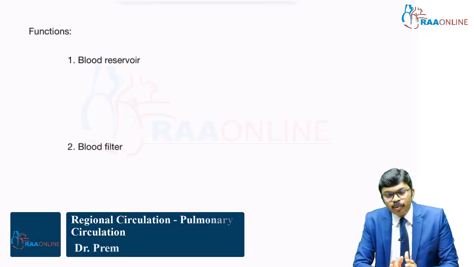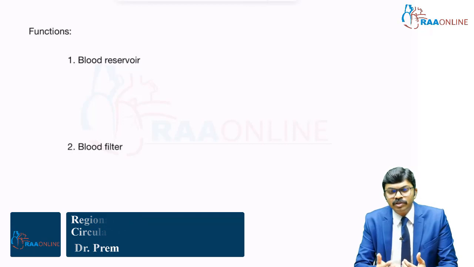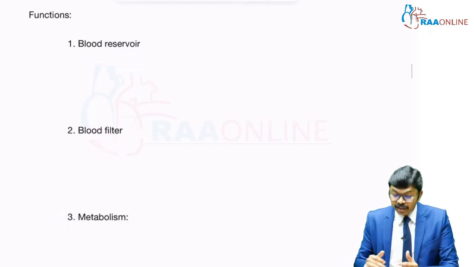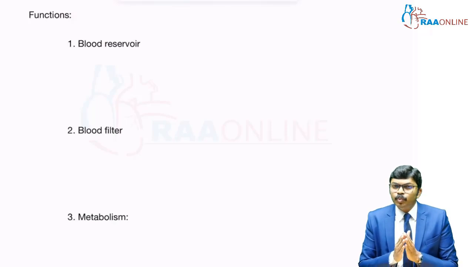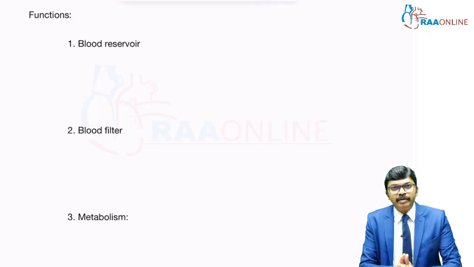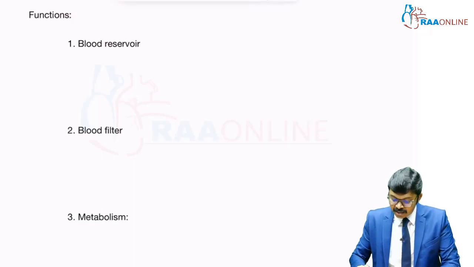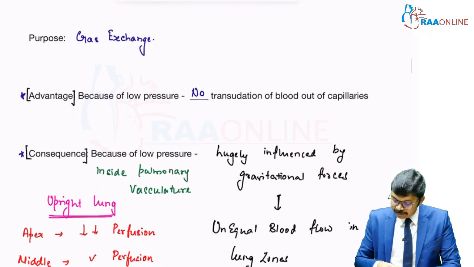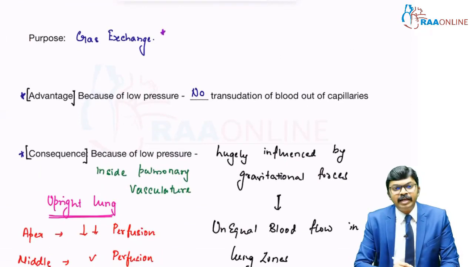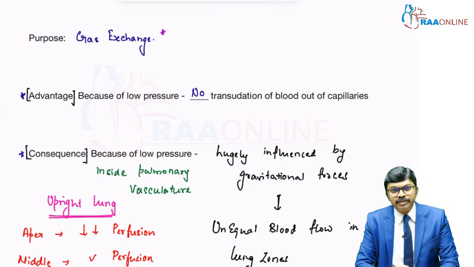So far we now know what a pulmonary circulation is, what its pressure is, what its resistance is, what its flow is, its compliance and everything. Now let's get to see the functions. We now know that pulmonary capillaries and pulmonary blood flow are going to do one primary task, which is gas exchange. I repeat, the ultimate purpose of pulmonary circulation is not oxygen delivery, rather it is gas exchange.